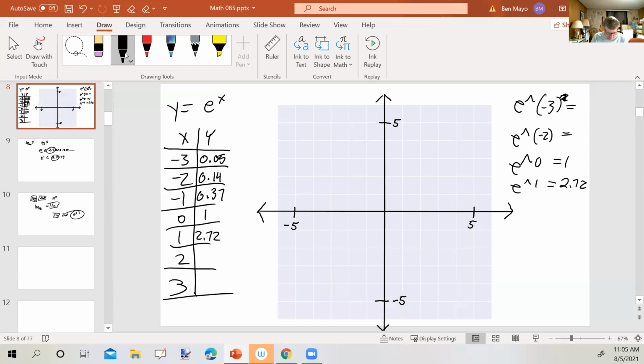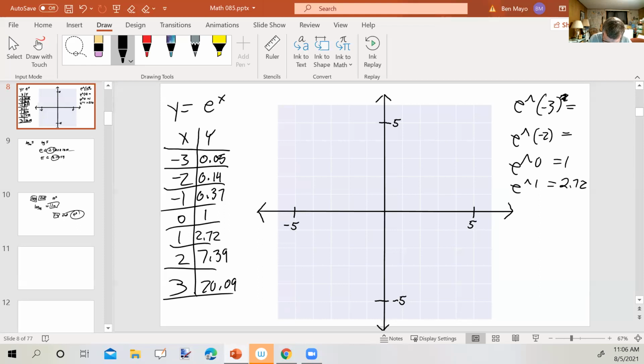E squared is 7.389, so 7.39, and e cubed is 20.085, so 20.09. And again, even though I rounded all my numbers to the nearest hundredth, I'm not going to be graphing it that accurately, but I just want you to get a rough idea. And again, get the idea that e is not a variable, it's a number.